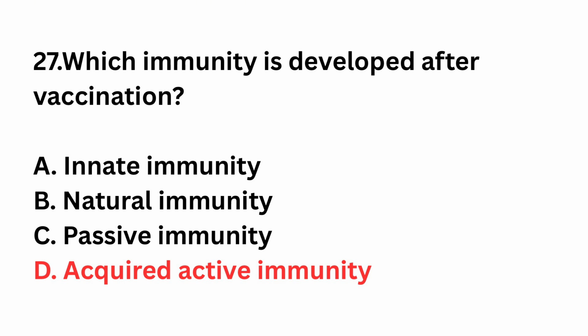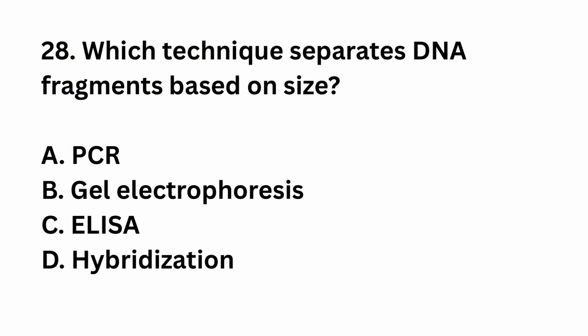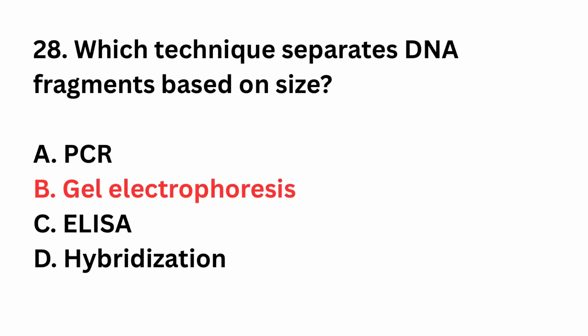Vaccines stimulate antibody production. Question number 28. Which technique separates DNA fragments based on size? PCR, gel electrophoresis, ELISA, hybridization. The right answer is option B, gel electrophoresis. DNA migrates through gel according to fragment length.